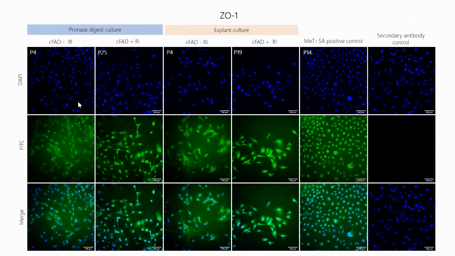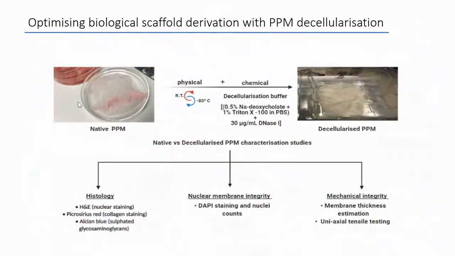Moving on from cell culture, we looked at scaffold derivation, wherein we adopted a combinatorial approach of initiating cell lysis with freeze-thaw cycles and then treating the native PPM with a cocktail of surfactants and nucleases. And we characterized our derived decellularized pleural membranes with histology, nuclear membrane integrity analysis, and mechanical studies.